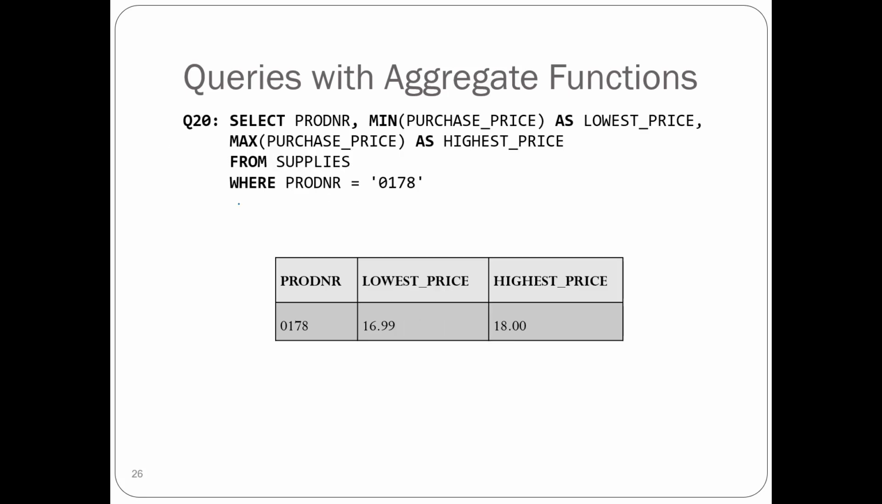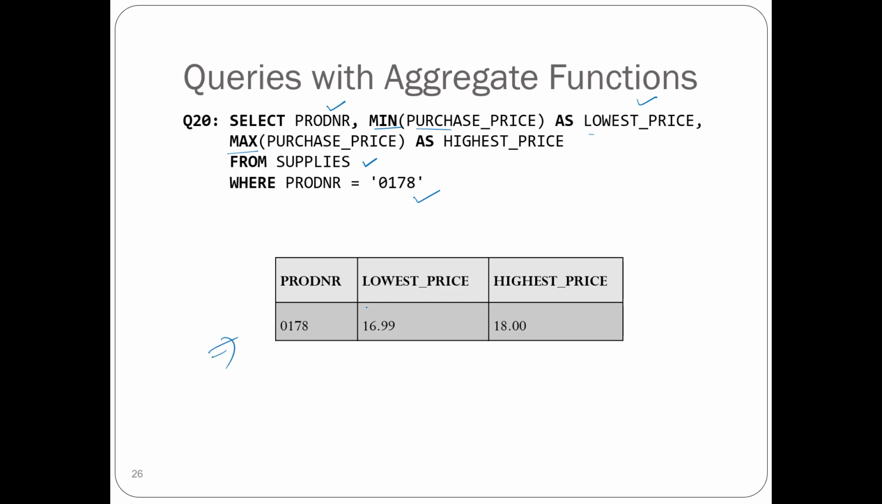Well, let's use two more aggregate functions provided by SQL. MIN and MAX, straightforward, right? So here, this is our query number 20, select prod nr, MIN purchase price as lowest price, we are giving it a name, MAX purchase price as highest price from supplies, and we want this data for the product number 0178.